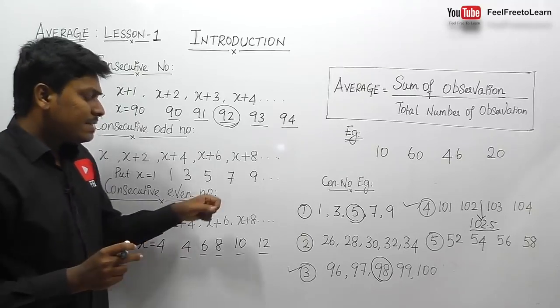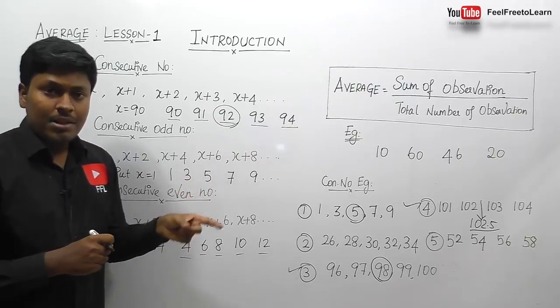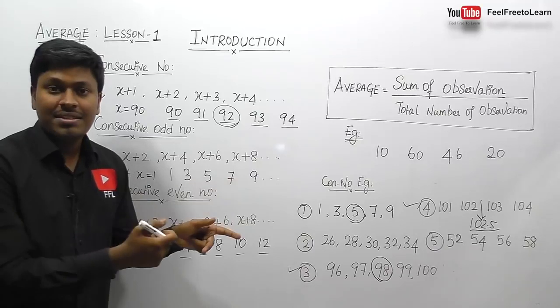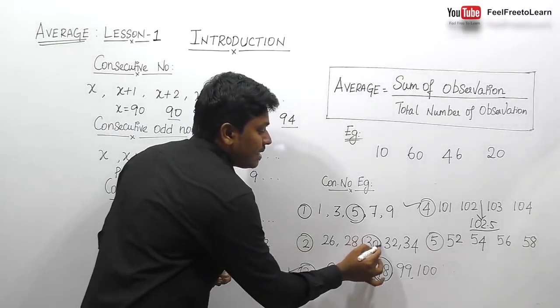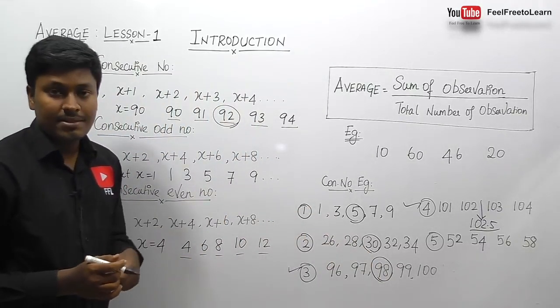Right? So let me take example number 2: 26, 28, 30, 32 and 34. It is consecutive even numbers, right? 26, 28, 30, 32, 34, it's consecutive even numbers. If it is consecutive, then we can surely say that the center number will be its average. So we can definitely say that the answer for question number 2 is 30.